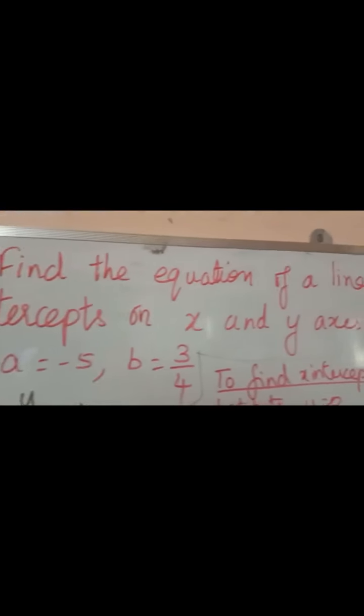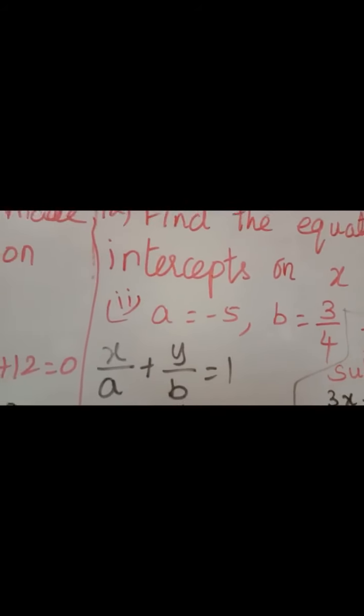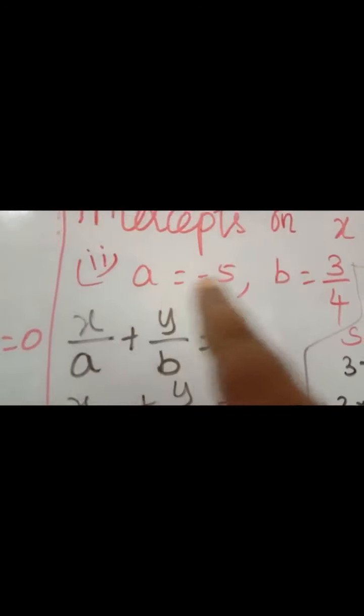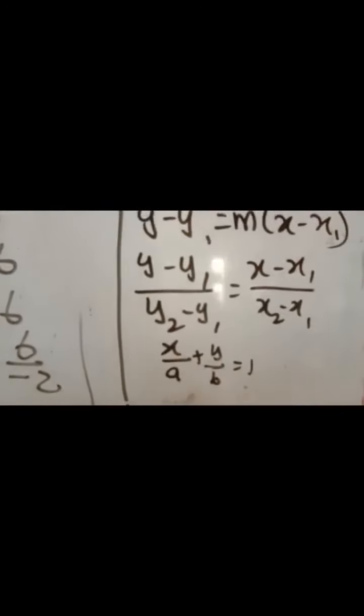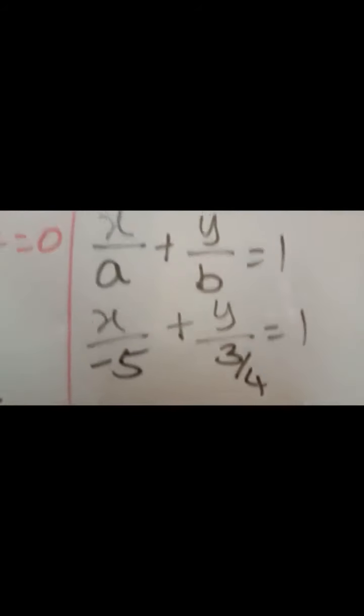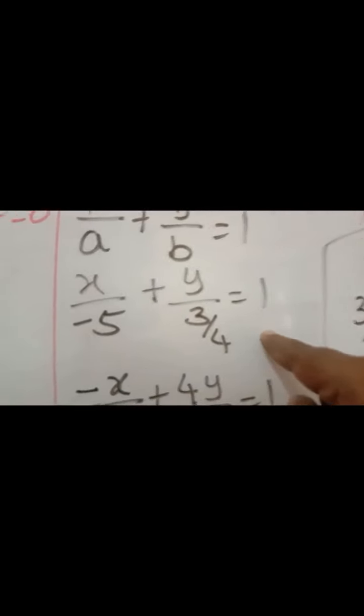Question number 12. Find the equation of a line whose intercept on x and y axis are a is equal to minus 5, b is equal to 3 by 4. The same question, second subdivision, fraction is there. So if x-intercept and y-intercept are given among these four equations, the last equation x by a plus y by b is equal to 1. So x by, what is a? Minus 5, y by 3 by 4 is equal to 1.